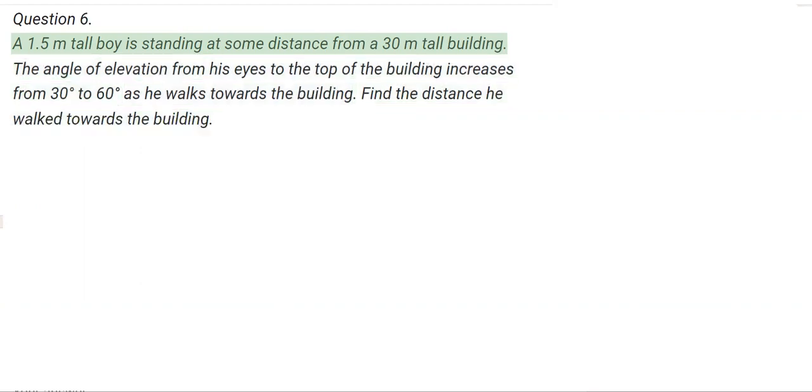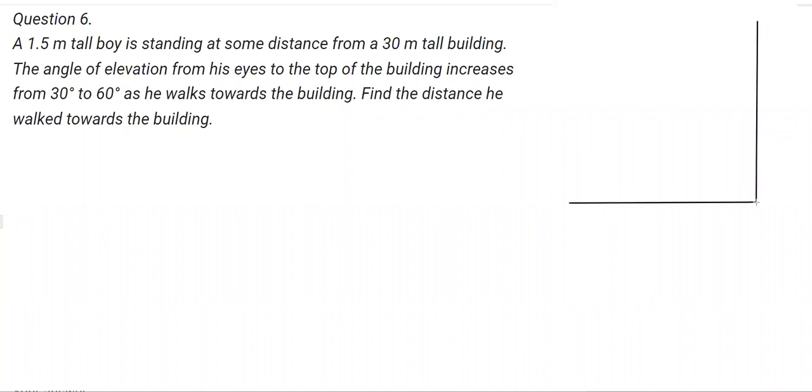So let's first make a tower. I'm making a tower here. Let's say this is the tower, and this is the base. The boy is standing over here, and from here he is observing the top of the tower. The angle of elevation made here is this much. Let's first make a horizontal here, so as to make the angle of elevation. At this stage, the angle of elevation made is 30 degrees.